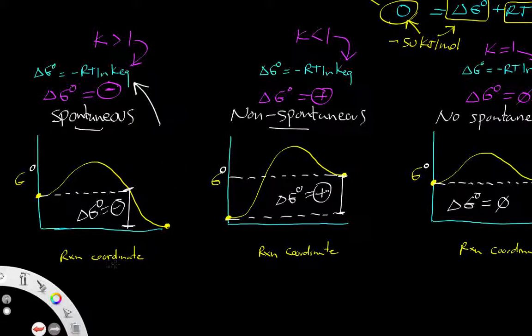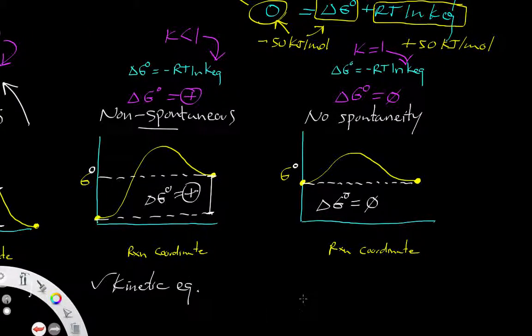So I'm just going to write kinetic EQ. Over here, it's the same thing. We have a kinetic EQ. And over here, we have a kinetic EQ, but we also have a thermodynamic EQ as well, because our delta G standard value equals 0.